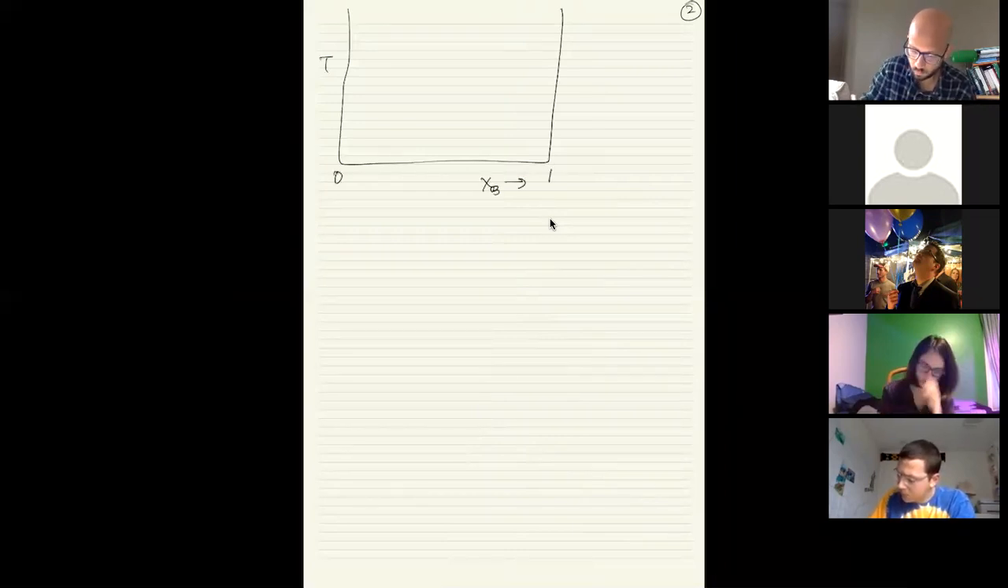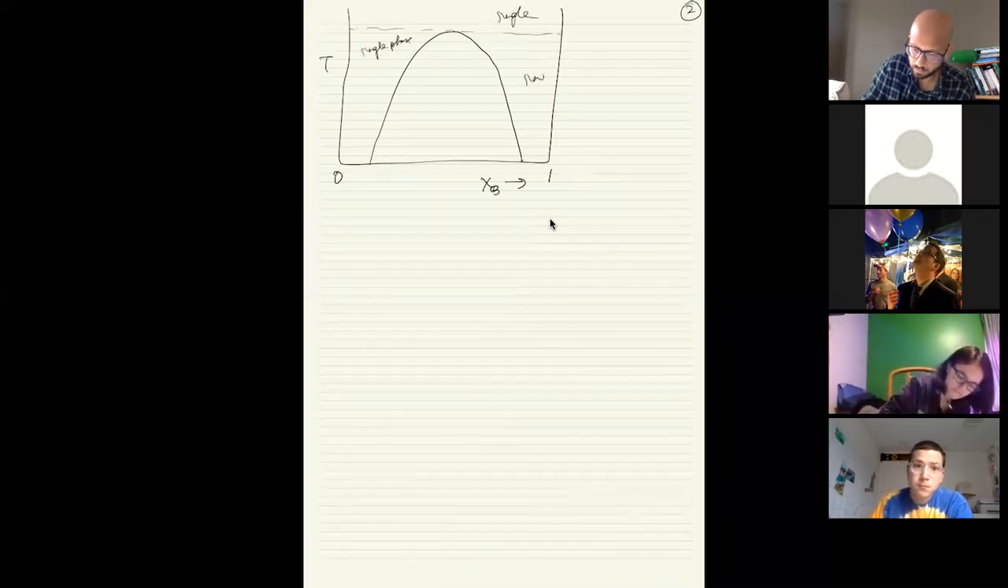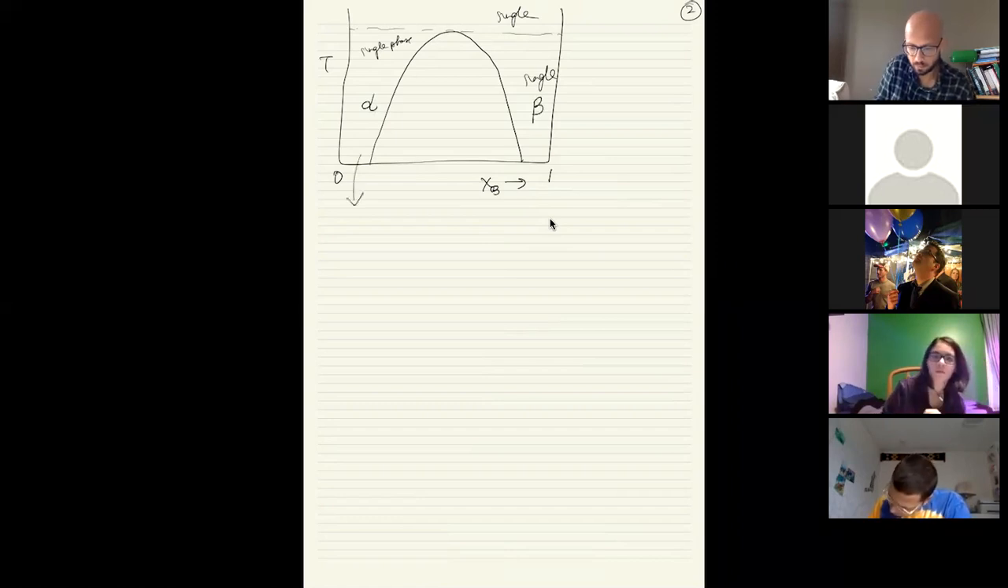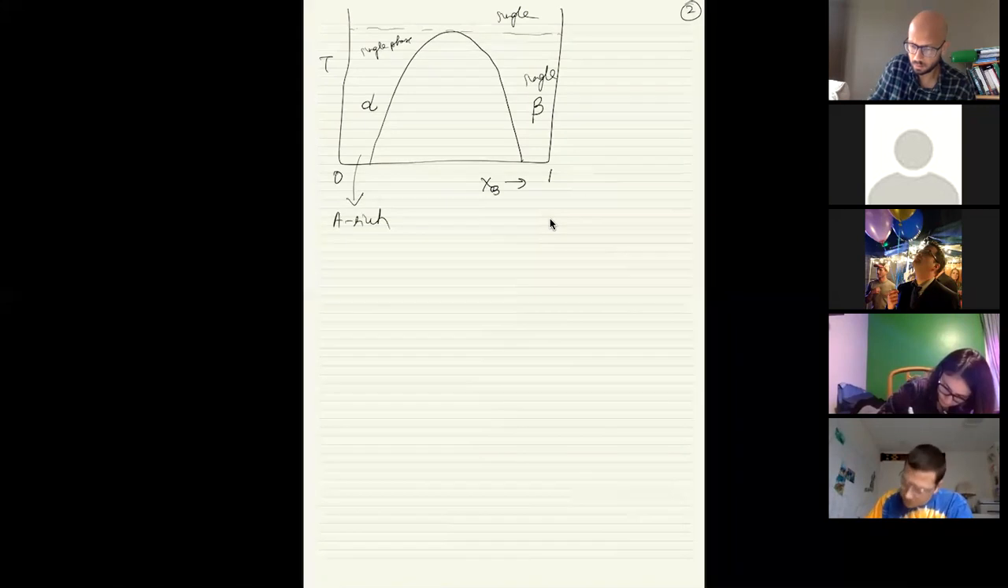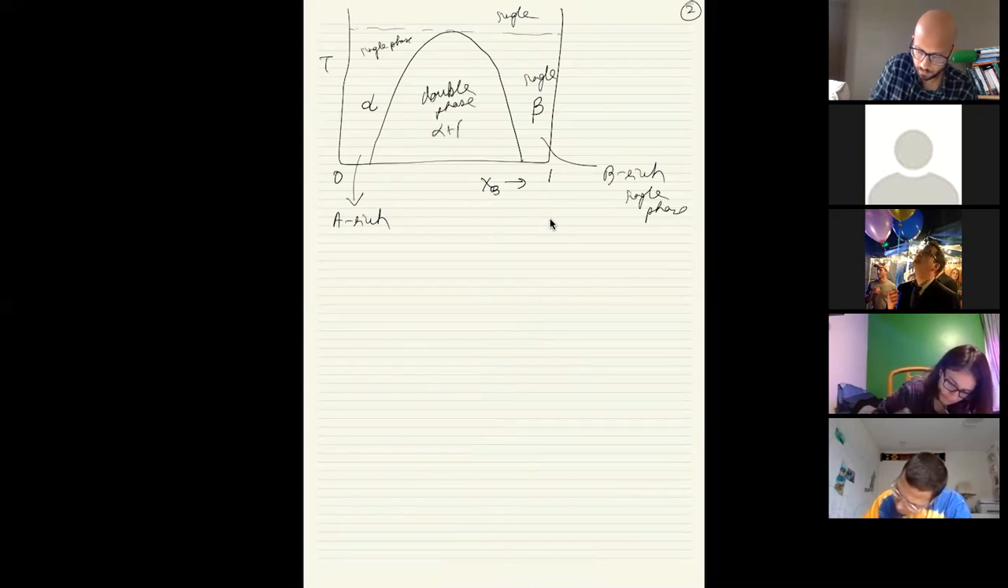So here XB is 0 to 1. It will look something like this. I'm going to draw a dashed line over here. So these are all single phase regions. But this phase here, alpha, and this phase here, beta, are different. This is A-rich single phase, and this is B-rich single phase. And in the middle, you have the two-phase region of alpha plus beta.